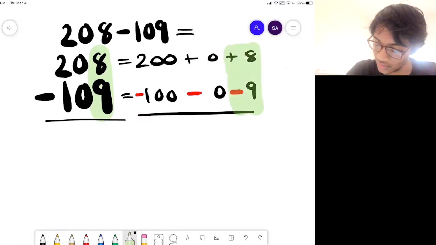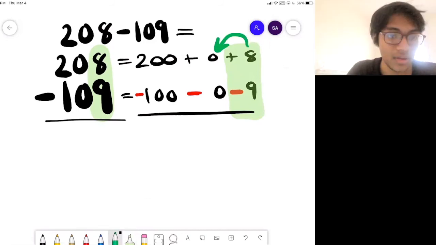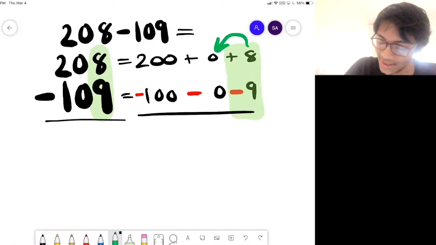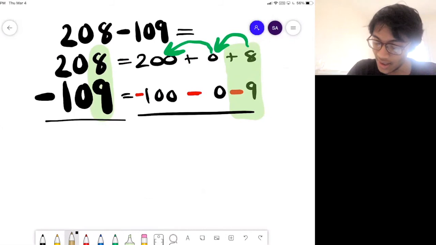How in the world? Well, check it out. 8 is going to ask his rich neighbor 0. But 0 is not rich. So if 8 asks him for some money, 0 has to ask his rich neighbor for some money, 200. So 200 is going to say, okay, I'm going to be nice, 0. I'm going to give you 100 bucks. So 200 is going to go down to 100. And this 0 here is going to suddenly become rich. He's going to become 100.